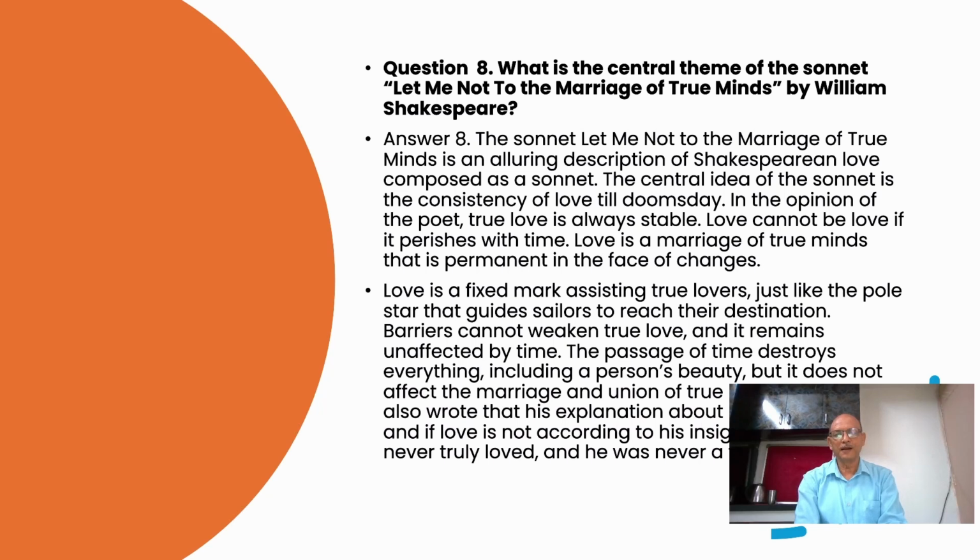Love is an ever-fixed mark assisting true lovers, just like the pole star guides sailors to reach their destination. Barriers cannot weaken true love and it remains unaffected by time. The passage of time destroys everything, including a person's beauty, but it does not affect the marriage and union of true minds. The poet also wrote that if his explanation about love is erroneous, and if love is not according to his insight, then people never truly loved and he was never a true poet.